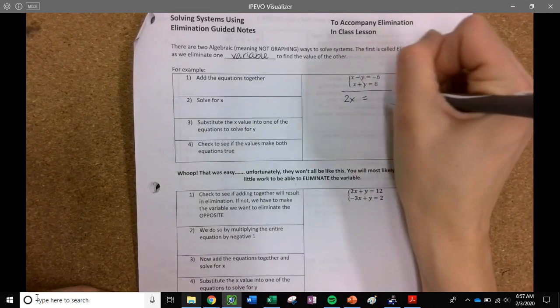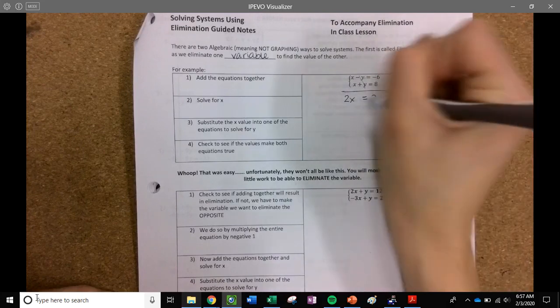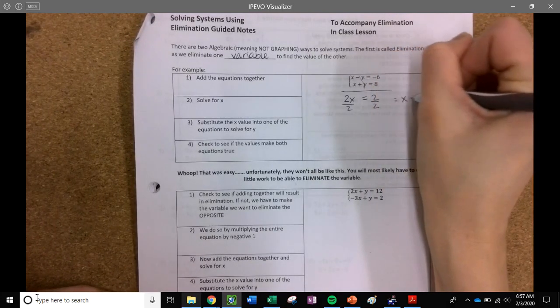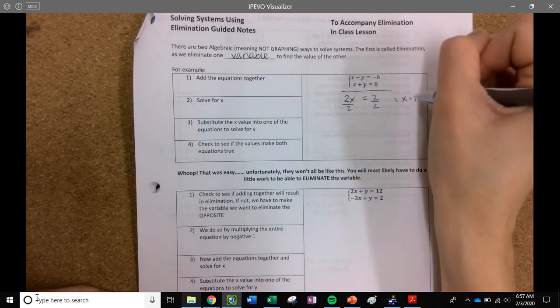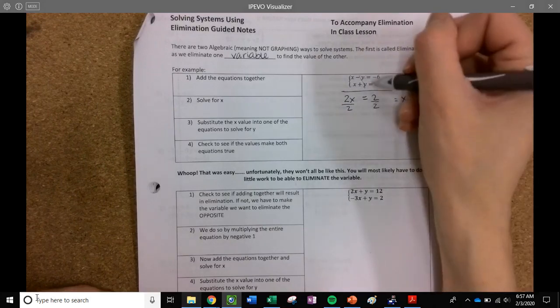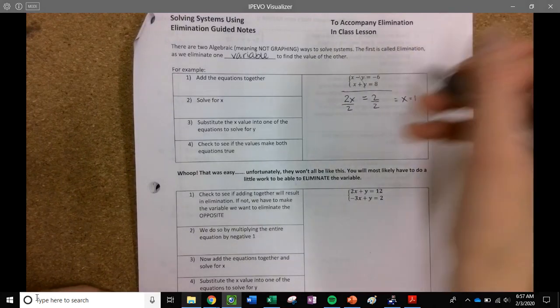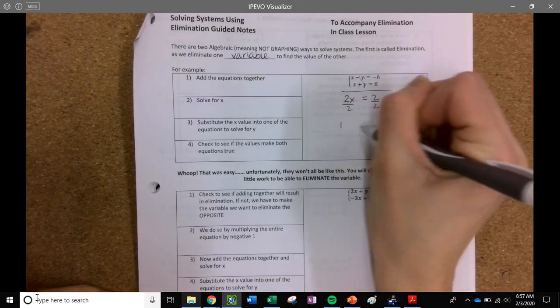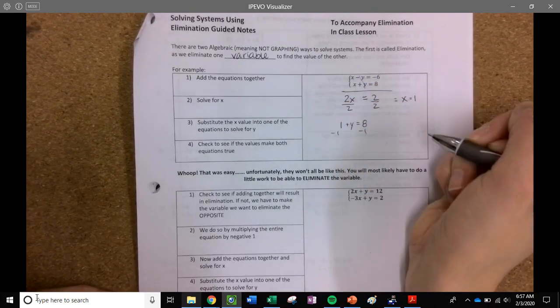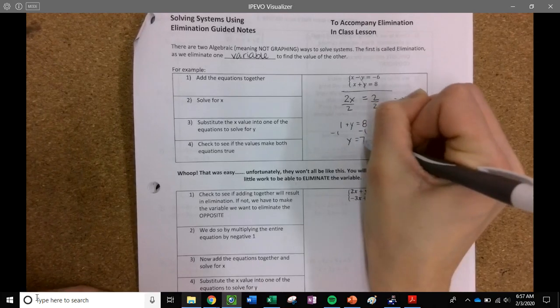And then 8 plus -6 is going to give me 2. So I'm going to solve for x, and I get x equals 1. And now I can use this x value to figure out the value of y. I'm going to pop it back into one of these equations. It doesn't matter which one. So I'll use the bottom one. 1 for x: 1 plus y equals 8. Subtract 1, subtract 1. y equals 7.